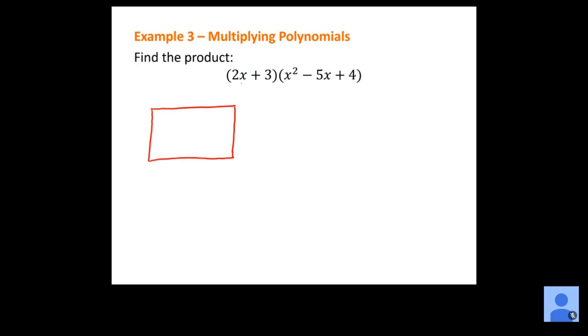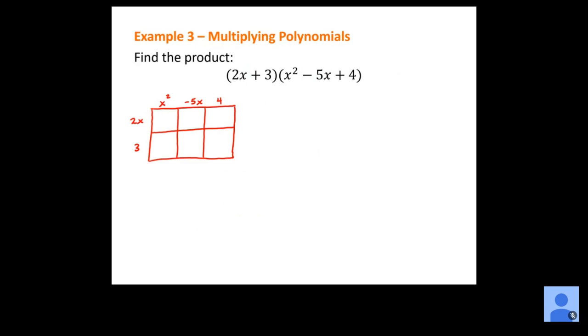And so my first set of parentheses has two terms. So I'm going to create two rows here, and I'm going to put positive 2x for the first row and positive 3 for the second row. Now my other set of parentheses is a trinomial, so I need 3 columns here. So I'm going to create 3 columns. And again, I'm going to list out my terms. So I have an x squared, I have a negative 5x, and then we have a positive 4.